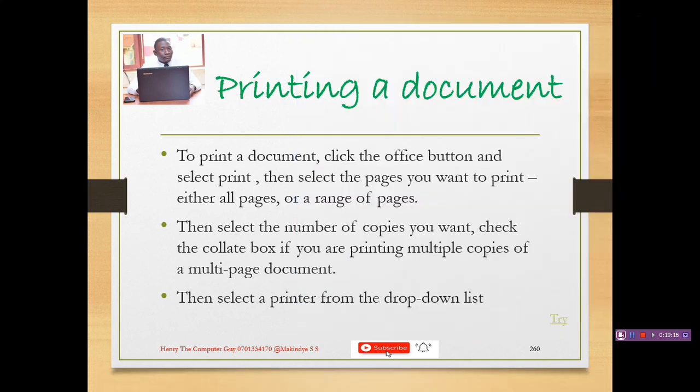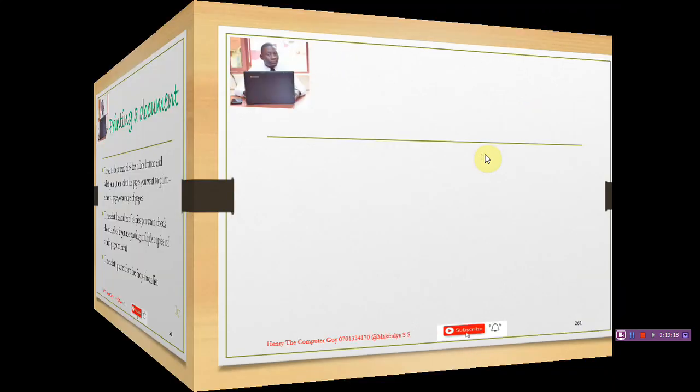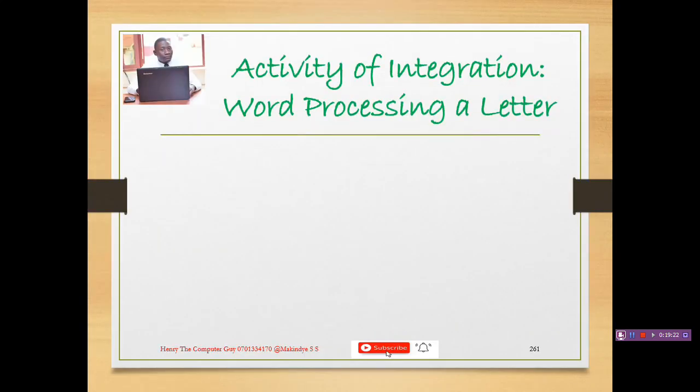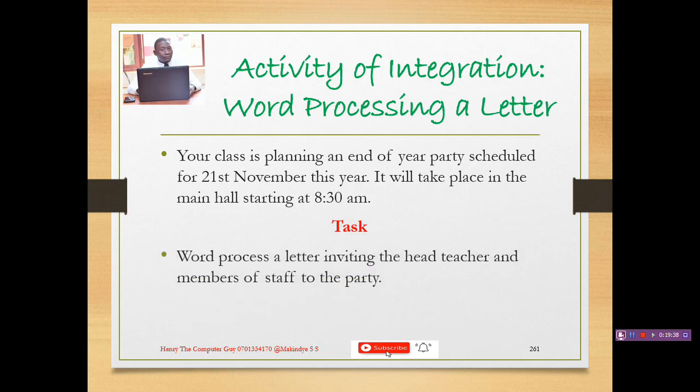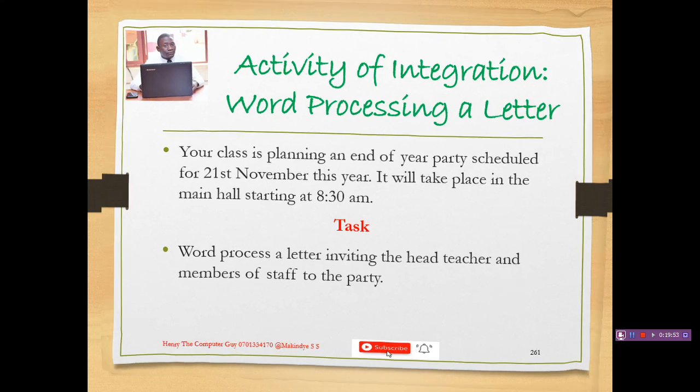So let's close this one and continue. And we are having an activity of integration. They are telling us that your class is planning to have an end of year party scheduled for 21st November this year. It will take place in the main hall starting at 8:30 a.m. So we have a task here. They're telling us to word process a letter inviting the head teacher and the members of staff to your party. That means that you're going to use all the features we have actually talked about to come up with a good and fancy looking Word document or letter. We continue.